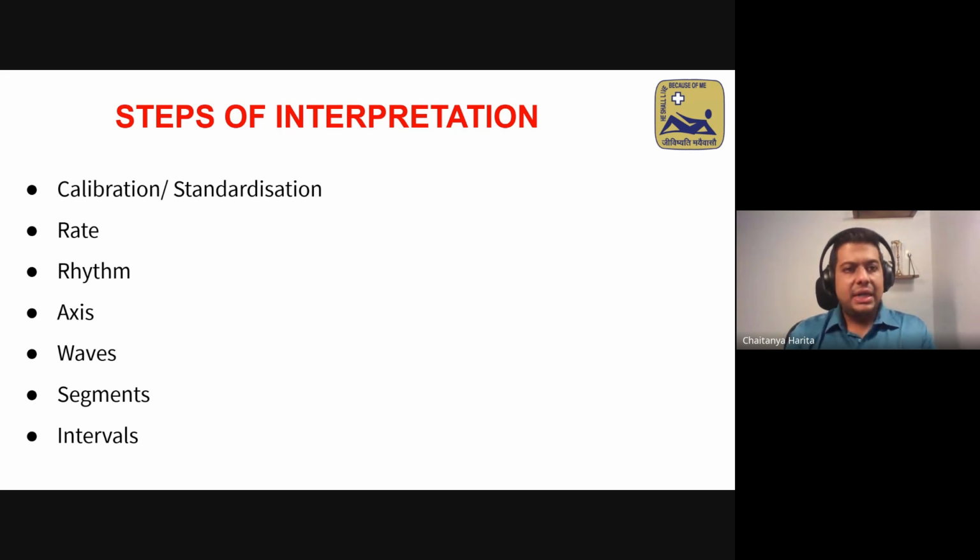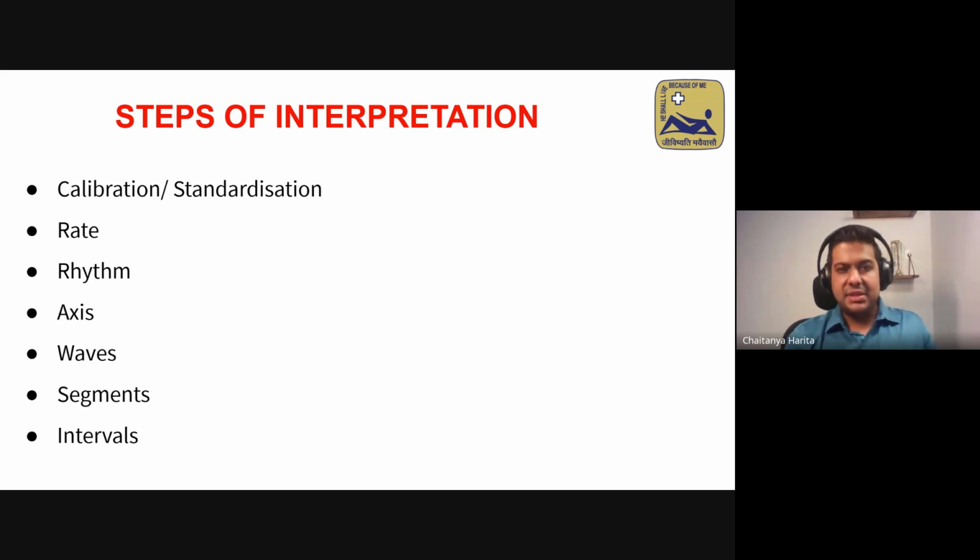You will never read an ECG without checking if it's technically correct, whether the calibration or standardization is correct. Never look at an ECG if the standardization is wrong; make them repeat the ECG. It is worth doing that rather than erring when you read an ECG which is not calibrated.